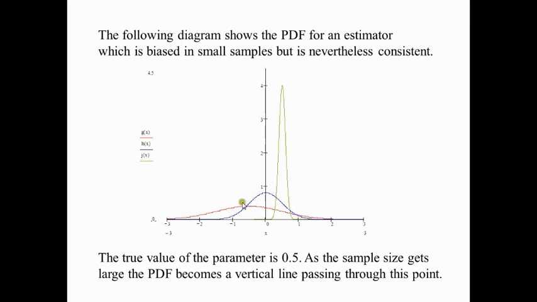As the sample size gets a bit larger, the probability density function is given by this blue line here, and we can see that the peak of the distribution has moved closer towards the true value, 0.5, and the variance has got smaller. As the sample size gets larger still, the peak moves towards the true value of 0.5 and the variance gets even smaller. Now, in the limit, if the PDF is centred on the true value of 0.5 and the variance becomes 0, so effectively the PDF becomes a vertical line passing through this particular point, then we would say that the estimator is consistent.